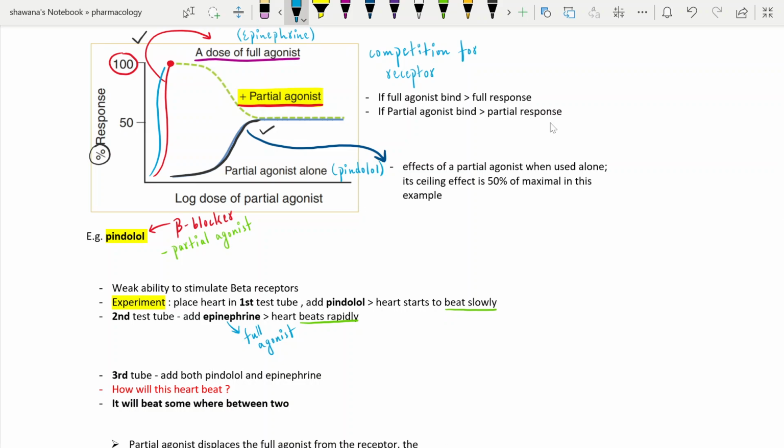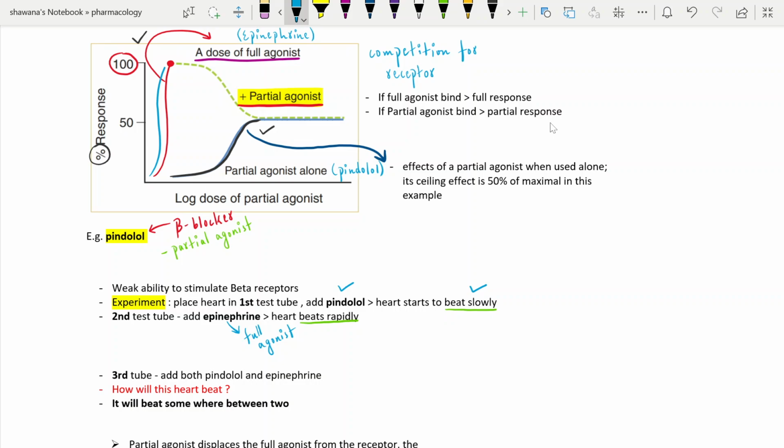For example, in an experiment, we take a test tube and place the heart inside that test tube and add pindolol, okay? And the heart starts to beat slowly. Why slowly? Because pindolol is a partial agonist. It has the capability to elicit only a partial response. It cannot elicit the maximal response.